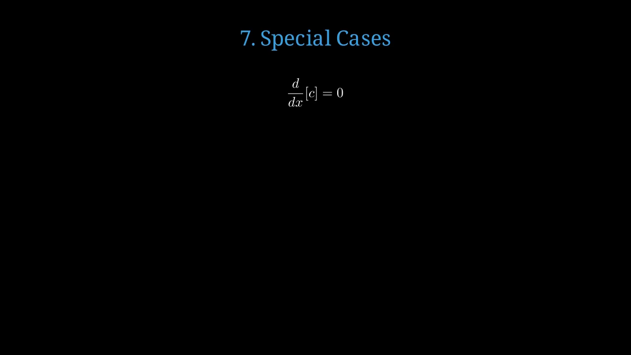The derivative of any constant is always 0. The derivative of x is simply 1. This follows from the power rule since x to the first becomes 1 times x to the 0, which is 1.